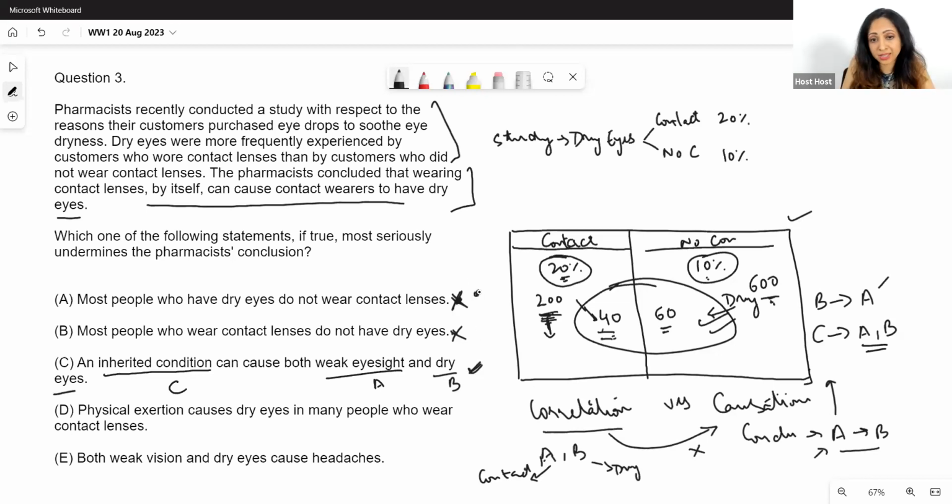But then, when these options come, they tend to confuse people a lot. So then using sets, we can see how they are not the answer, right? That they are not weakening our conclusion. Okay, let's look at option D.